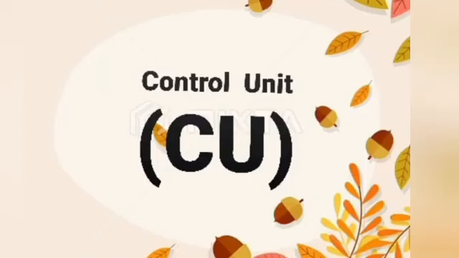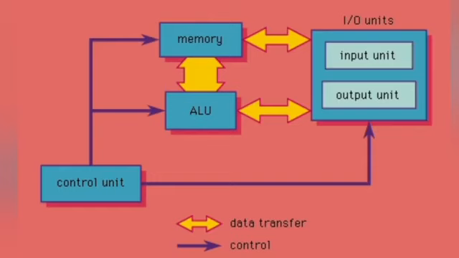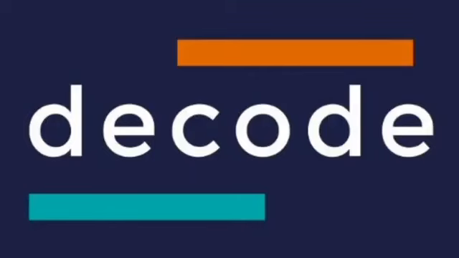Now, let's see about this control unit. Control unit coordinates and controls all the units of the computer. It controls all the operations and it controls the flow of data also. It is also responsible for carrying out all the instructions stored in the program. Once it receives the particular instruction, it decodes that instruction.